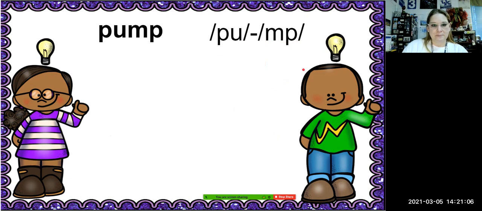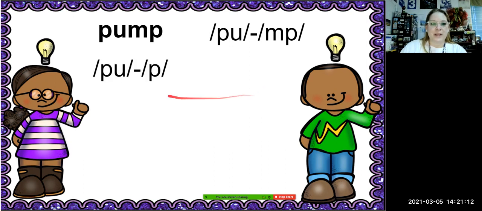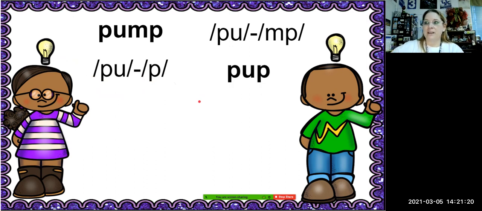Is the blend. Which sound are we going to get rid of? The sound. So now we just have pup. What is the new word on the curve? It is pup. Very good.